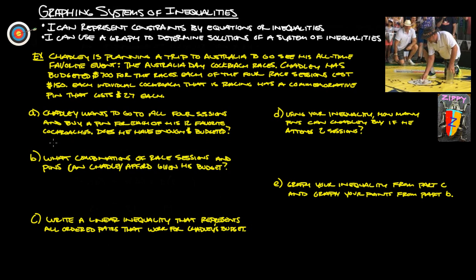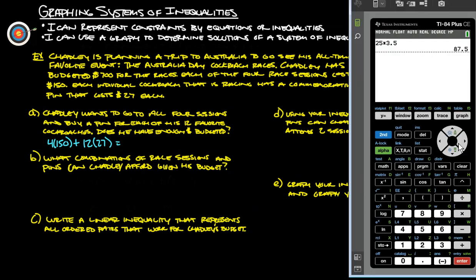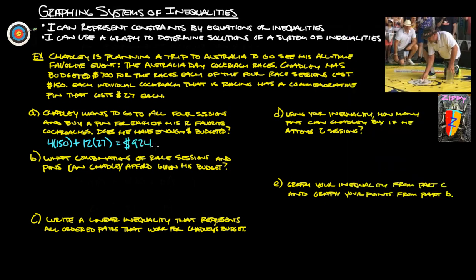So let's see, 4 sessions times $150 plus 12 pins, which all cost $27. Let's see what that gives us here. So 4 times 150, and then we're going to add 12 times 27. We get $924. So no, he does not have enough money budgeted. What combinations of race sessions and pins can Chadley afford given his budget?